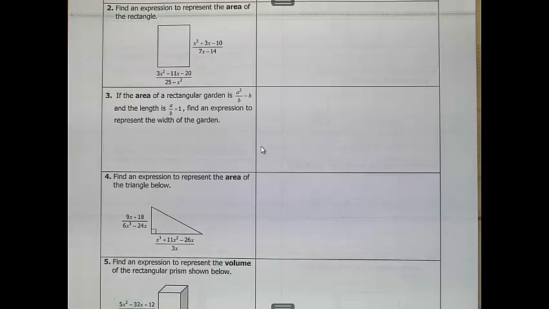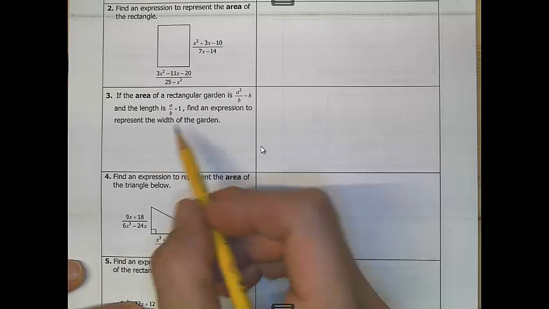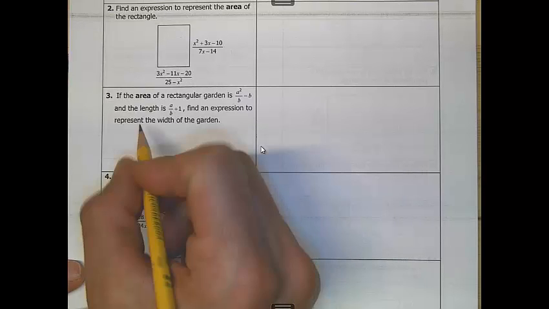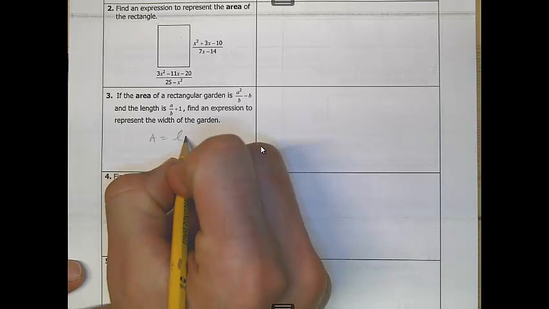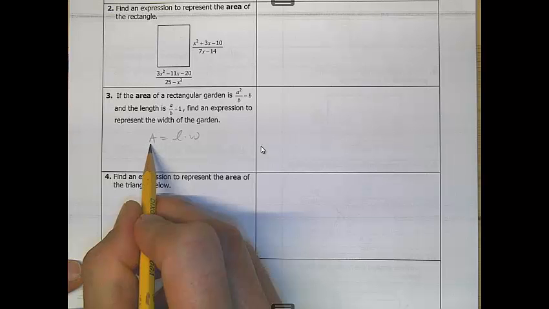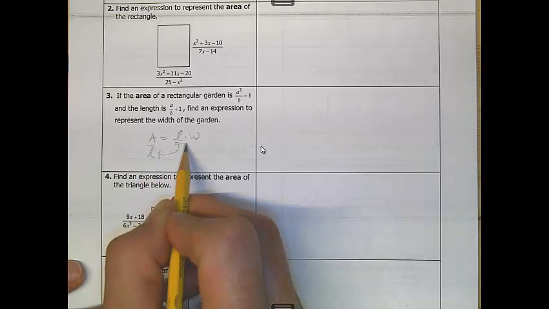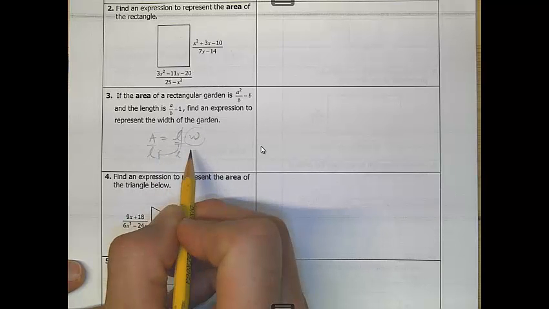Okay, let's try another one. Let's try number 3. This time they give us the area, and they give us the length, and they want us to find the width. So area equals length times width. If they give us the area and the length, obviously we're going to divide both sides by the length, and then that will give us the width. So that's what we need to do. We need to take the area and divide it by the length.